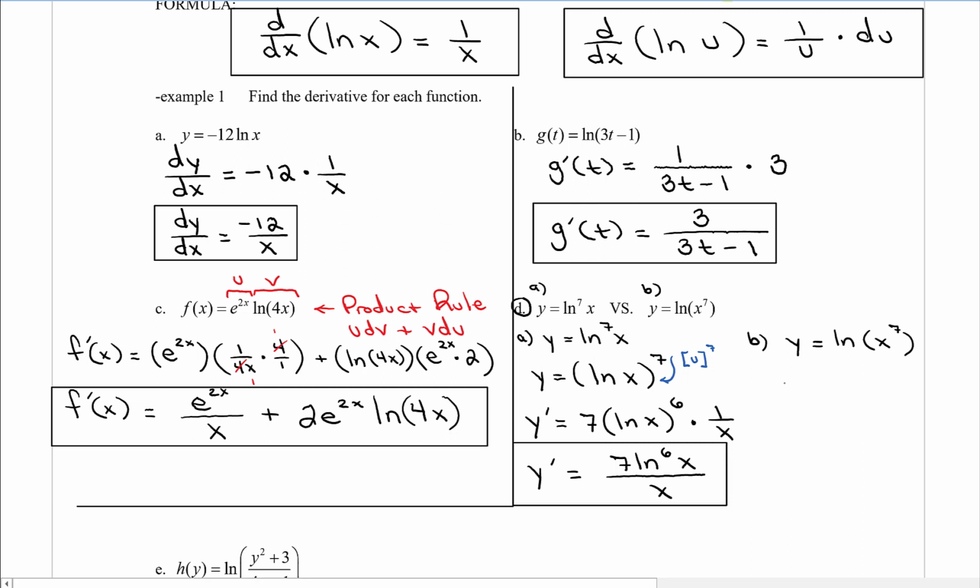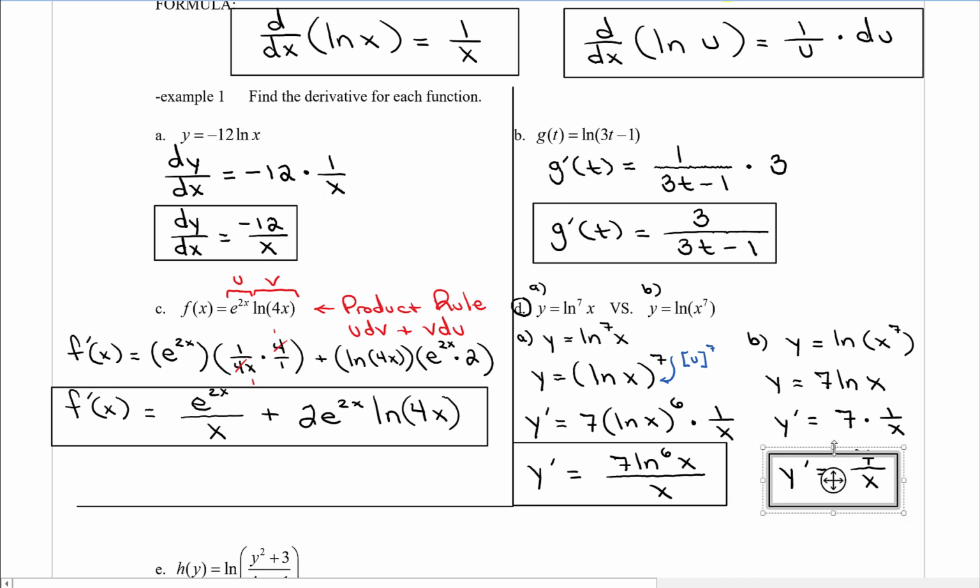So this is going to be y equals 7 times the natural log of x, and we're using that power rule for logarithms here. Y prime is going to be equal to 7 times 1 over x. So y prime will be equal to 7 over x. And that will be the derivative for that problem. So that way you can see the difference between these two problems. Even though they look very similar, they have very different derivatives.